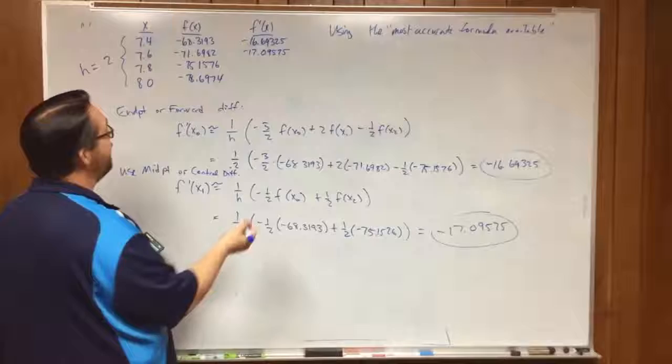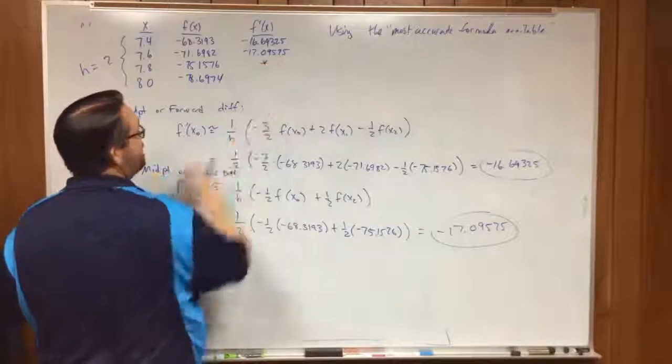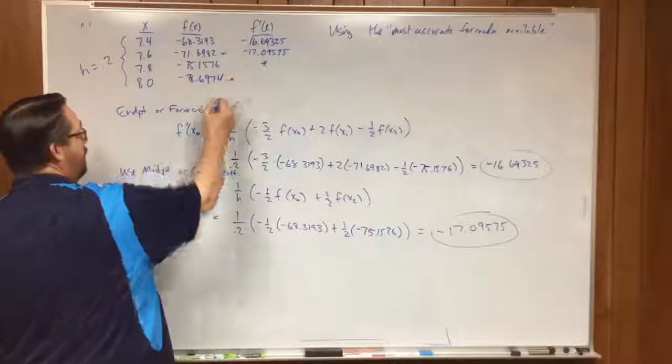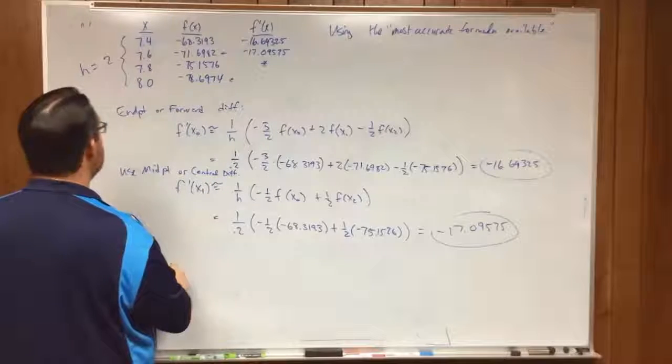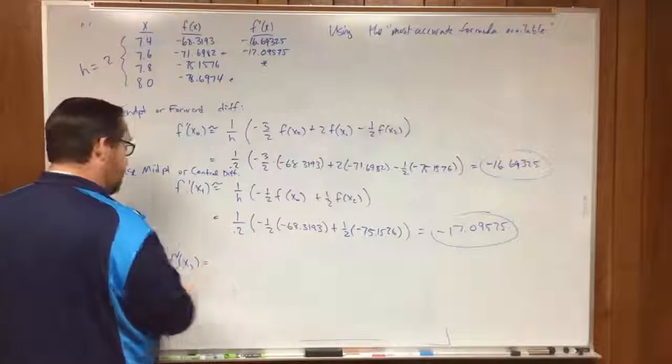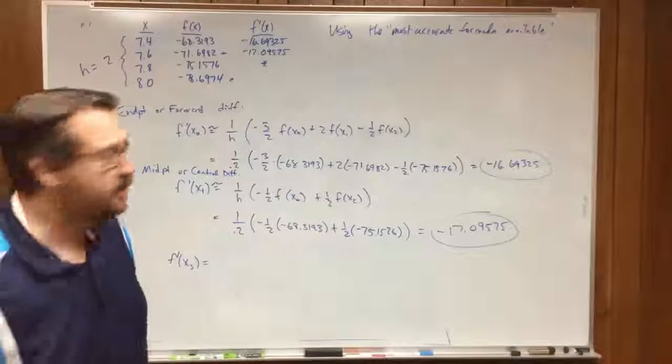And I think you get the idea. This one's going to be the same exact formula, only I'll use this point and this point. So I'm going to skip over that. And let's do f prime at x3, just to see how I adapt the formula.